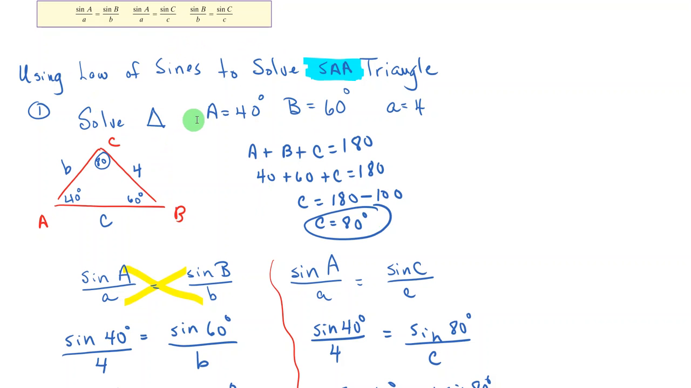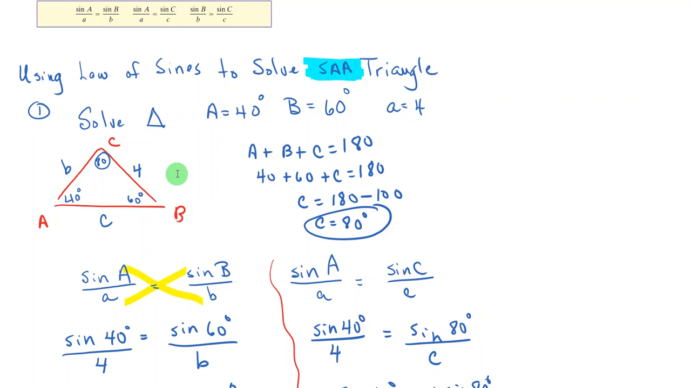So solve a triangle given that angle A is 40, angle B is 60, and side a is 4. So we can draw that triangle ABC. And A is 40 and there's 60. And we have side a is 4, so that's opposite the 40. We can find the third angle by adding all of them up and knowing that they equal 180. So when we do that, we get that C is 80.